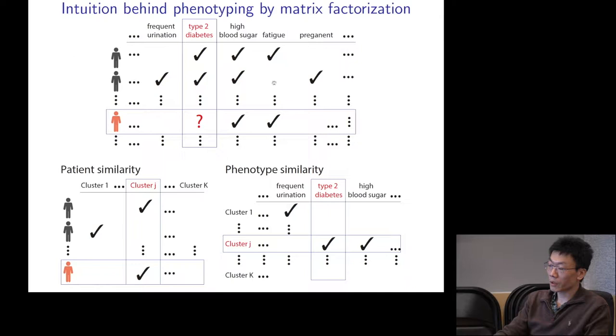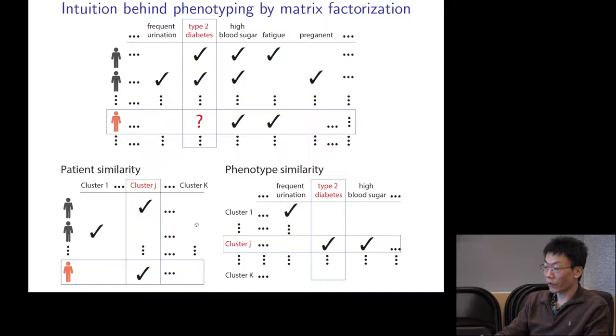Suppose I want to predict whether this patient has type 2 diabetes. Suppose I know certain disease clusters of these patients, meaning that if a patient belongs to a certain cluster, they tend to have similar symptoms and similar disease. Also suppose I have another clustering that is over diseases.